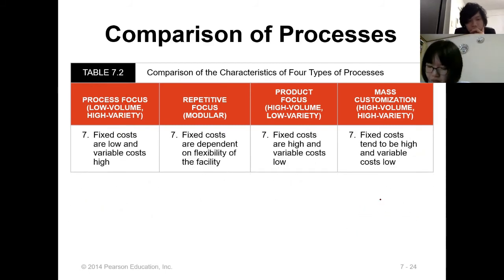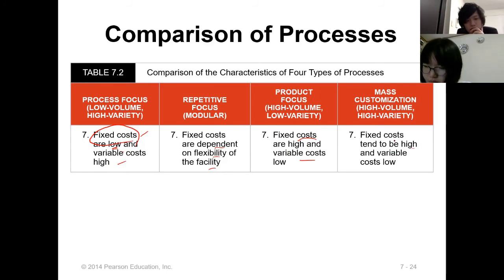Another characteristic to look at is the cost investment in terms of equipment and so on. For process focus, fixed cost is low, but variable cost is high. Repetitive fixed cost is quite high, but of course it depends on the flexibility of the facility. In general, it is high. Also in product, it is high. Product: fixed cost high, variable cost low. And mass customization: fixed cost is high and variable cost is low.